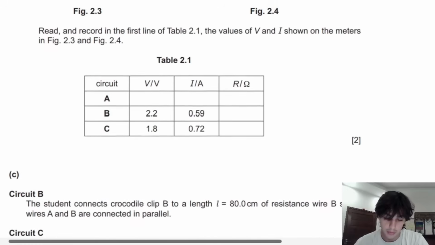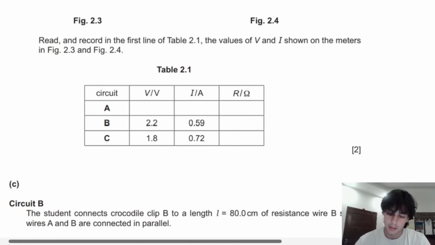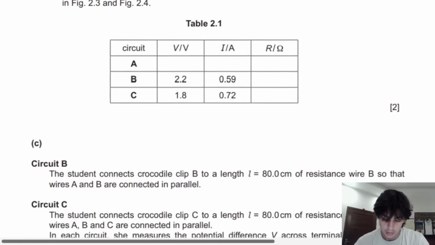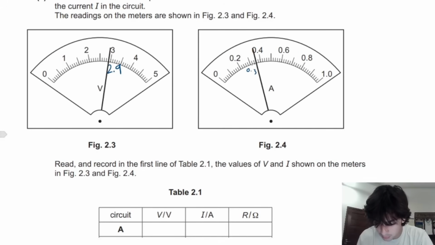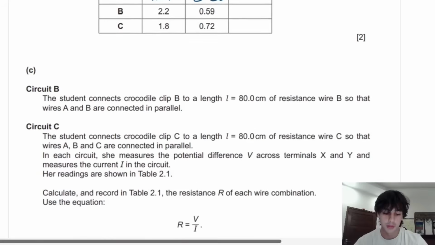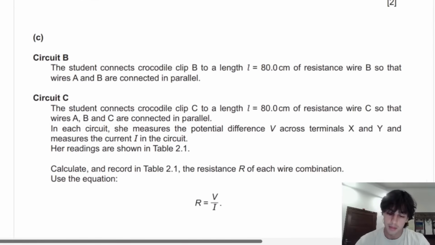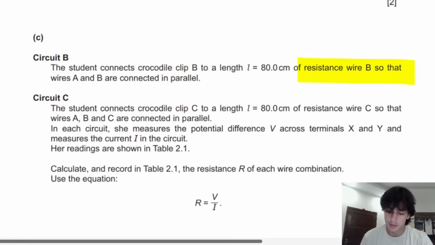Let's speedrun this. Read and record in the first line the values of V and I shown. Okay, both, so let's measure this. Pretty simple. We can see that V is right now at 2.9, and you can see that A is at around 0.3, 0.4, 0.36. So 0.36 and 2.9.